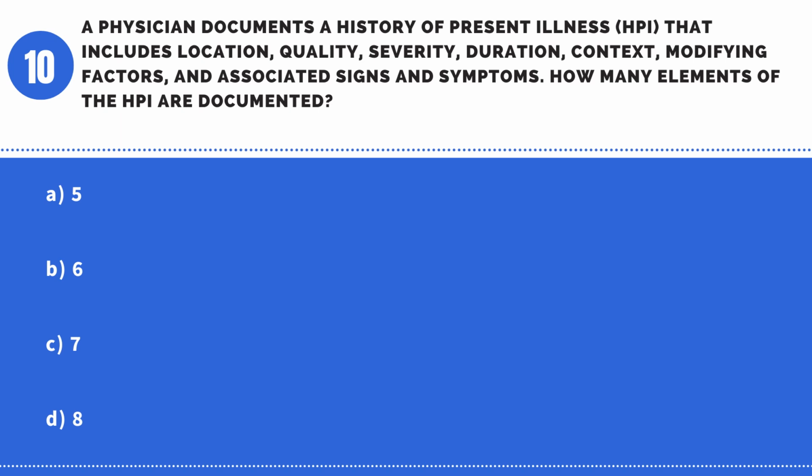Question 10. A physician documents a history of present illness, HPI, that includes location, quality, severity, duration, context, modifying factors, and associated signs and symptoms. How many elements of the HPI are documented? A. 5. B. 6. C. 7. D. 8.